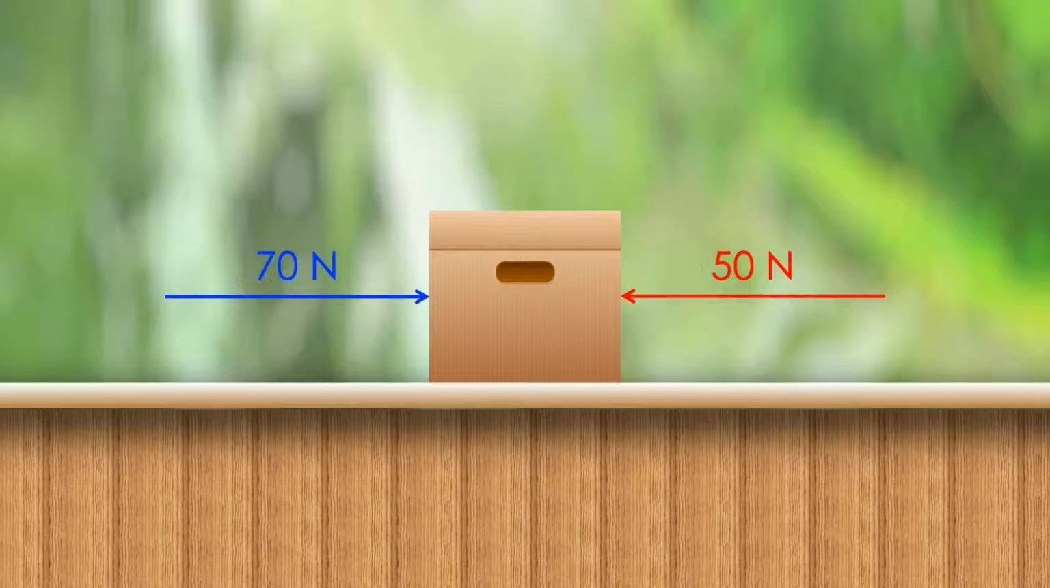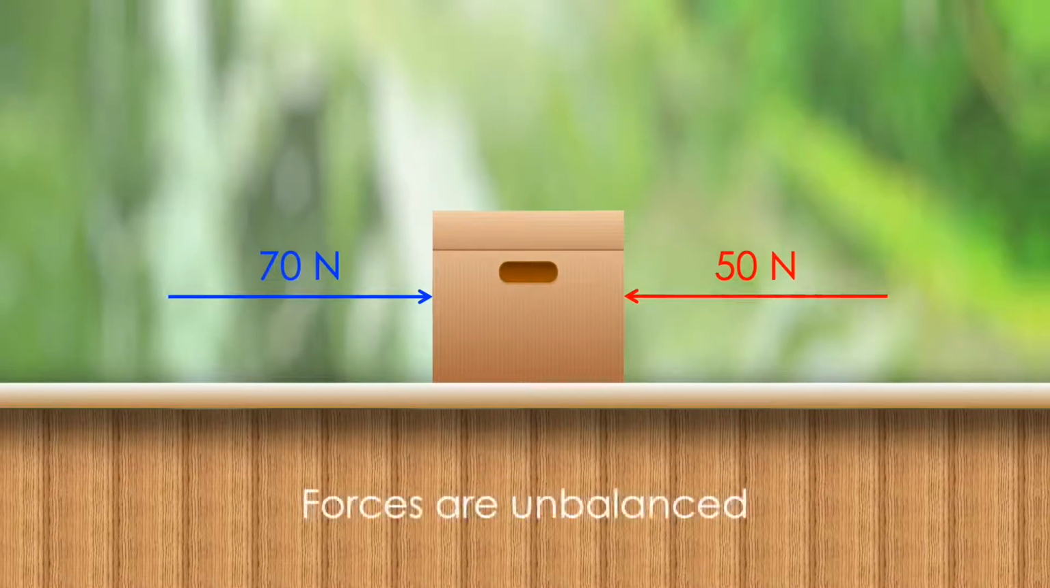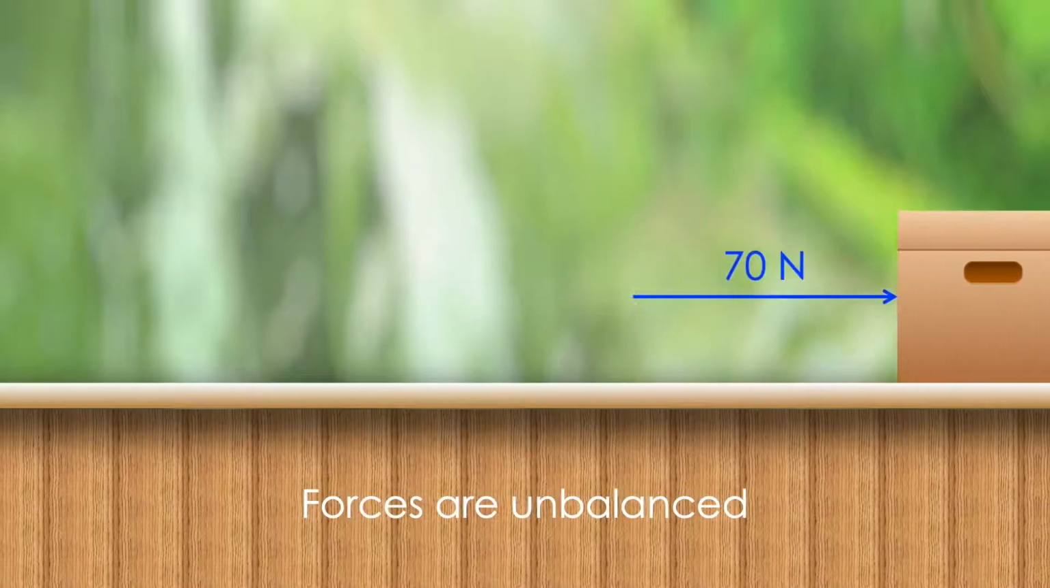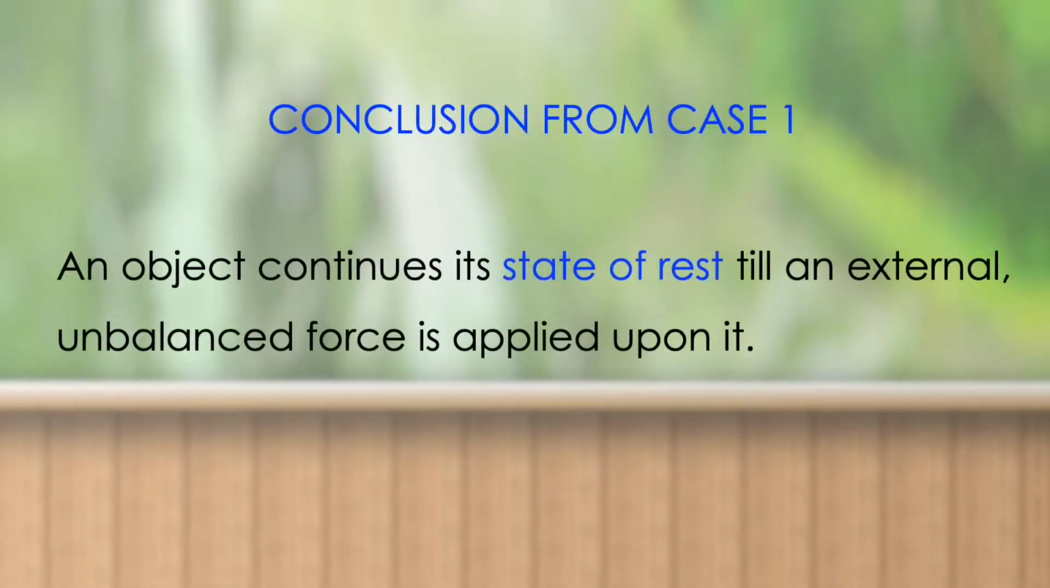Now, if force A increases to 70 Newton, the box would start moving since there is now an unbalanced force acting upon the box. The conclusion we can draw from this observation is that an object continues its state of rest till an external unbalanced force is applied upon it.